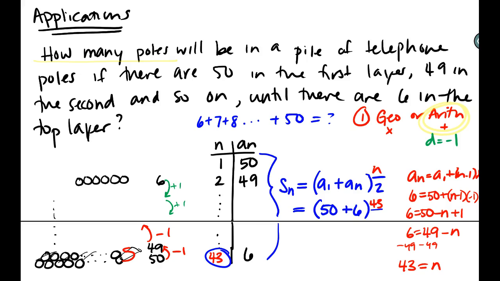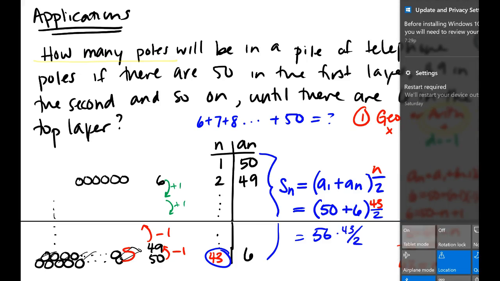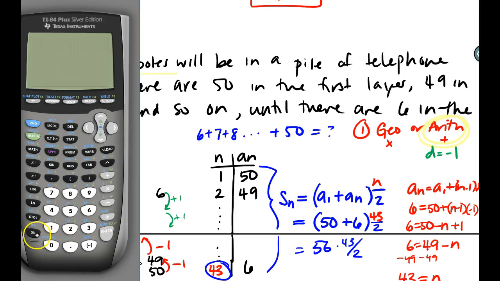So now we have what it is that we want to calculate. So whatever 56 times 43 over 2 is, that's what we need. So I have to bring up a calculator because I cannot, you saw how bad doing math in my head was last time.